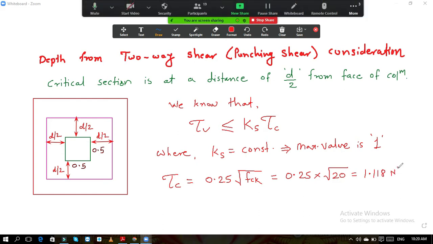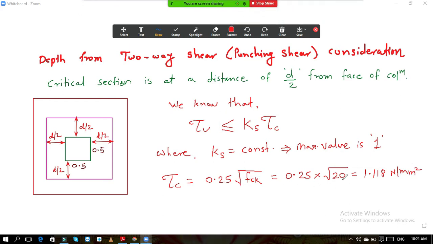Newton per mm square. Why is it in Newton per mm square? Because this fck value 20 we have taken in Newton per mm square. So this value we got in Newton per mm square. Now if we convert this into kilonewton per meter square, then what will we get here? Tau c is 1.118 Newton per mm square. So if we convert it into kilonewton per meter square, it will be 1118 kilonewton per meter square. Now these are simple unit conversions. I hope now you are B students, so you are clear with this unit conversion.